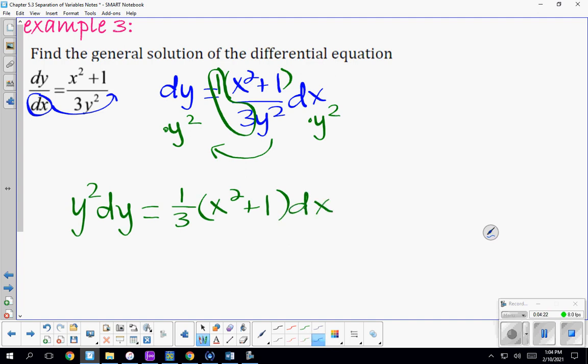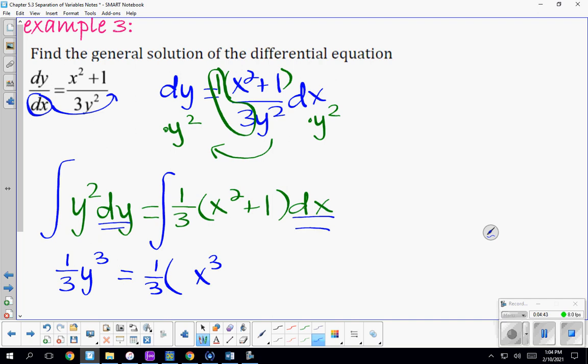Now this is set up for integration because my variables are corresponding, and this says that y is the only thing allowed on the left and x is the only thing allowed on the right. When I solve, I'm going to get 1/3 y cubed equals, remember coefficients can drop down, x cubed times 1/3 plus x. And because this is a general solution, I'm going to have plus c.